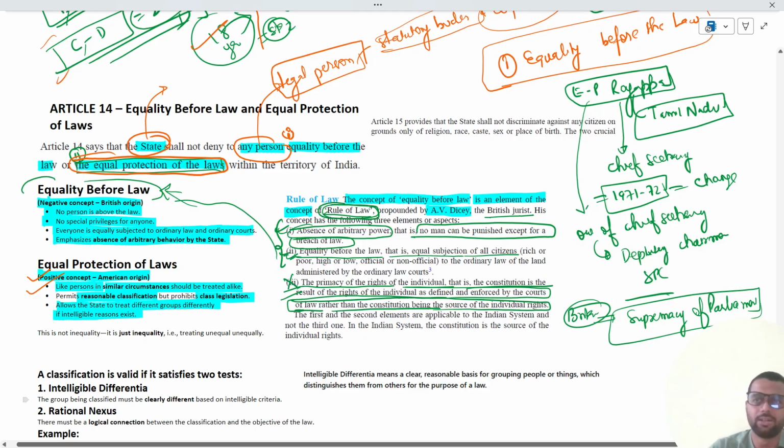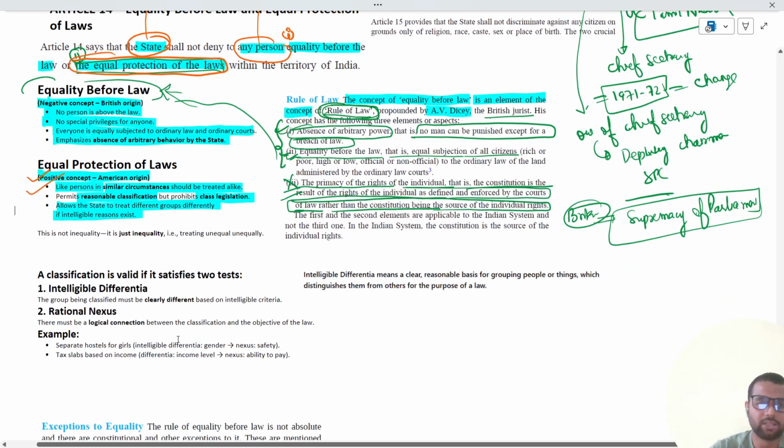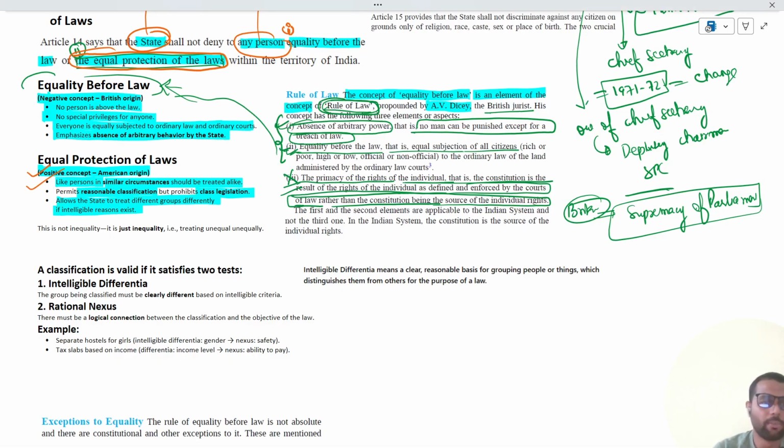So, what are the parameters on which we can test reasonable classification? It is two points. Number one, intelligible differentia. That is, the differentiation that you are making should be intelligible. The reason should be intelligible. The criteria should be intelligible. And the second is the rational nexus. These two points you should remember and can mention in your answers.